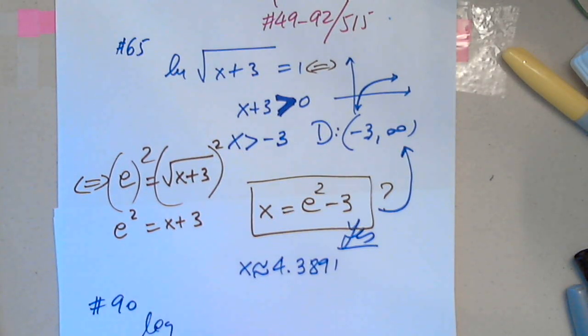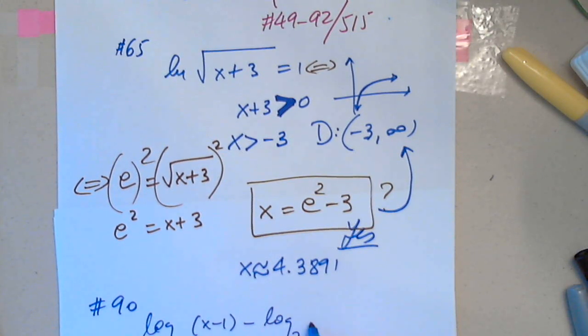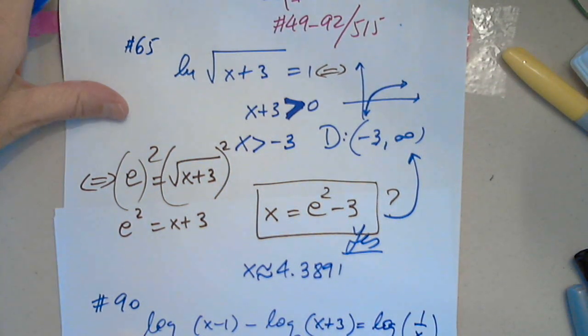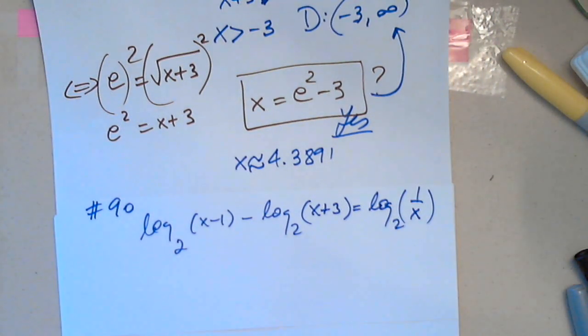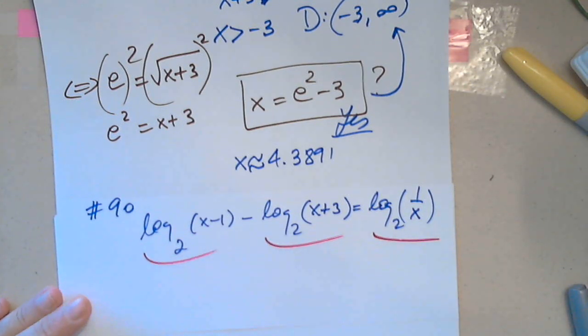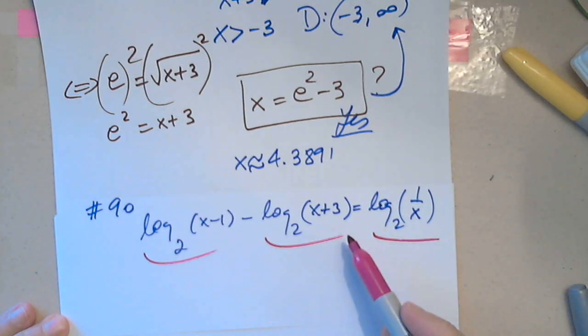Log base 2 of x minus 1 minus log base 2 of x plus 3 equals log base 2 of 1 over x. Good pick. Perfect. So now I have 3 functions of log: 1, 2, 3. They all are functions because they have x in them.